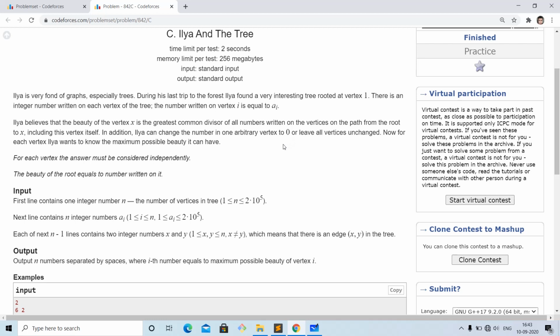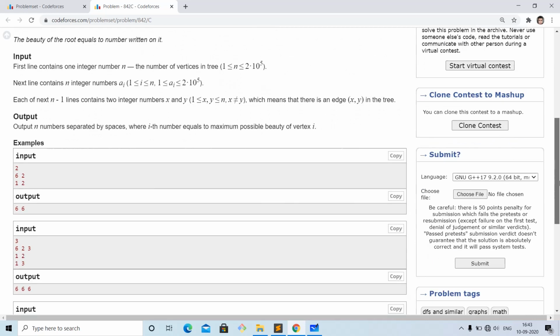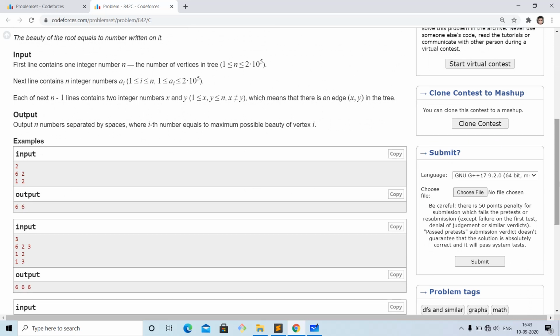That is, we can drop one vertex, or we can leave all the vertices unchanged, and then we want to know the maximum possible GCD of the remaining numbers. And note that for each vertex, the answer must be considered independently. So how are we going to solve this problem? Let us try to understand the problem first with the help of an example.